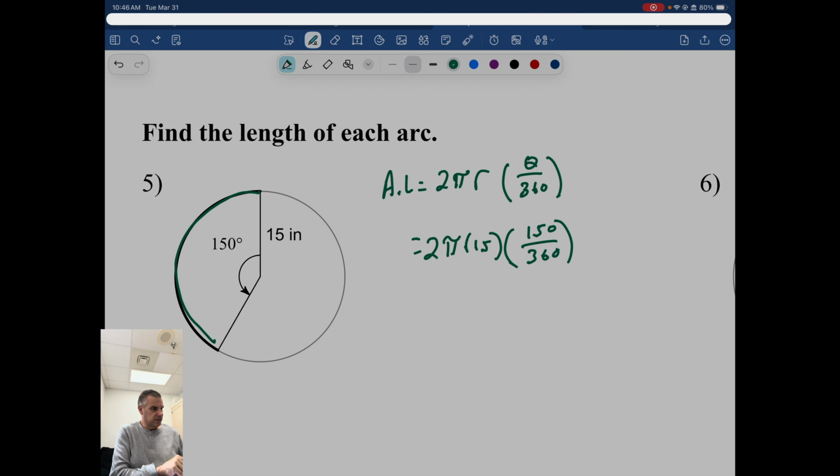Multiply that out. 2 times pi times 15, and then I'm going to take that times 150 divided by 360. And I get 39.3 inches.